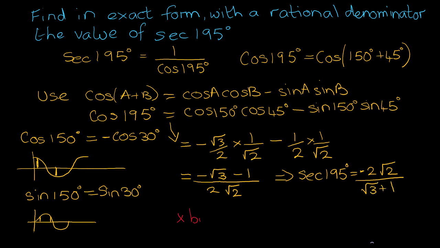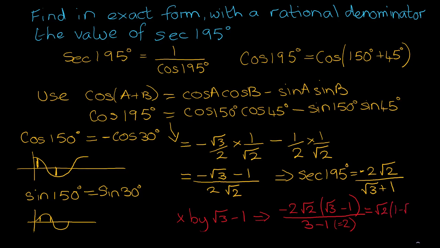Now if we multiply the top and the bottom by root 3 minus 1, we can rationalise it. And that's going to give us minus 2 root 2 in brackets (root 3 minus 1) all over 3 minus 1, which is really just 2. And if we take that a couple of steps further, we finally end up with root 2 minus root 6.